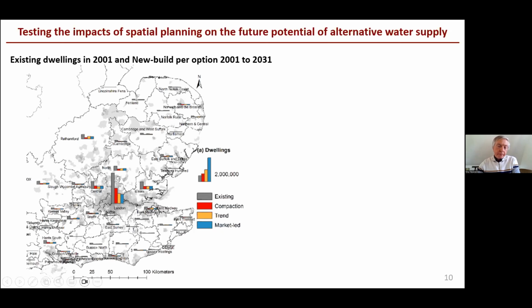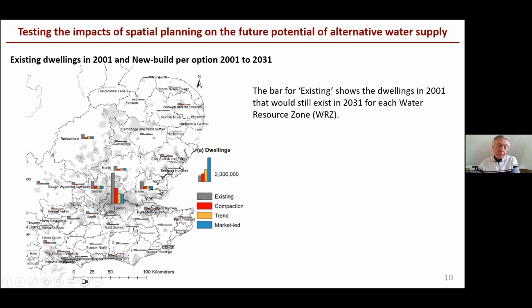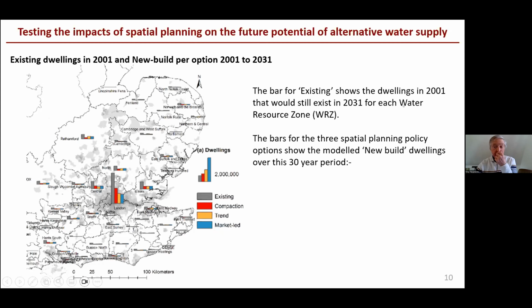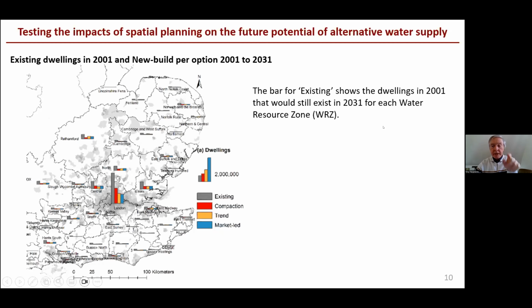The other thing to mention is that these histograms are for the water resource zones. These zones are much bigger than the zones of the land use transport model, so they're an aggregation of the outputs of the spatial planning model up to water resource zone scale. The grey bar shows how many of the dwellings that existed in 2001 would still exist in 2031. They're called the existing dwellings.